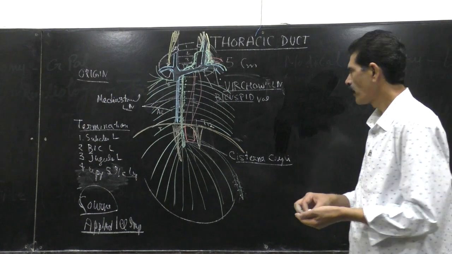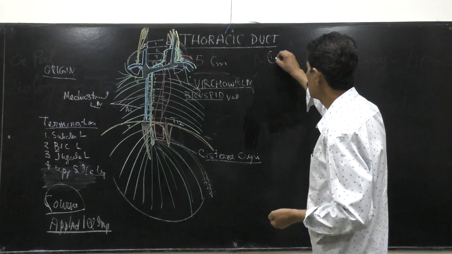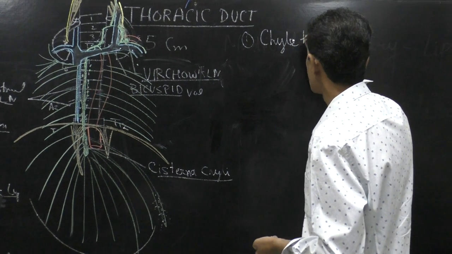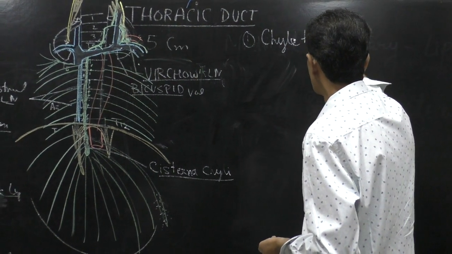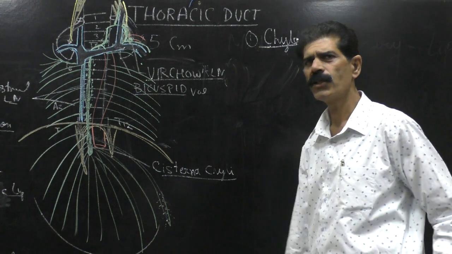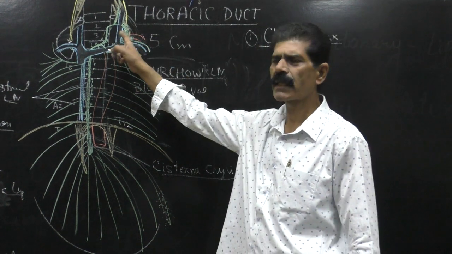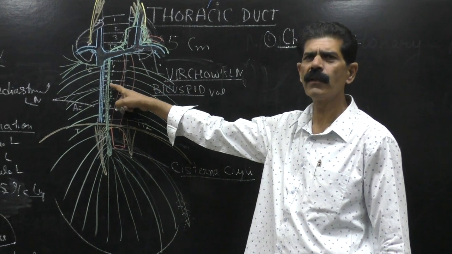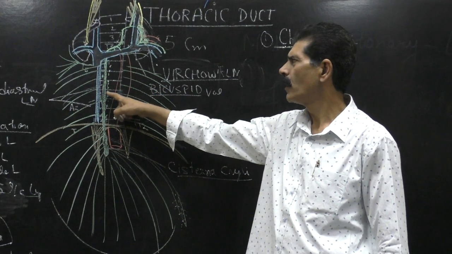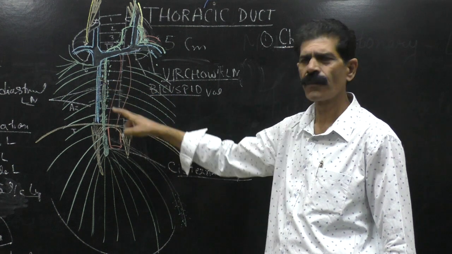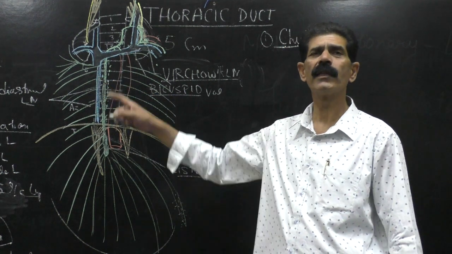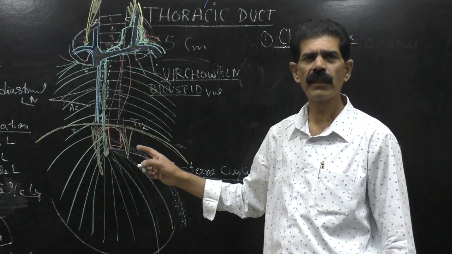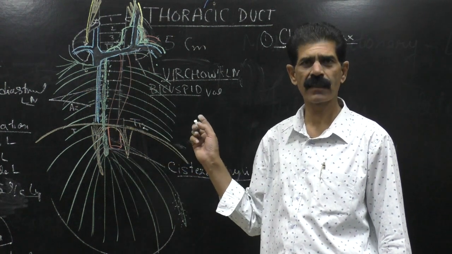number one is the chyle thorax. The chyle thorax is the condition in which there is an accidental cutting of the thoracic duct. It may be due to bullet injury or knife injury or stab injury. So whenever this thoracic duct is cut, it leads to the release of the lymphatic milky fluid in the pleural cavity. So this condition is called the chyle thorax.